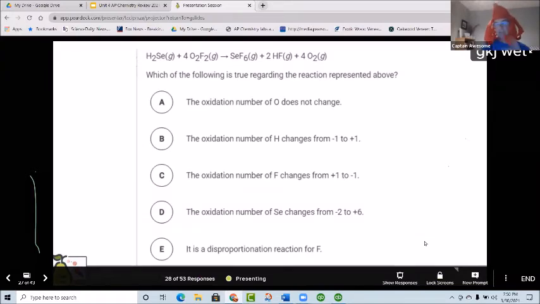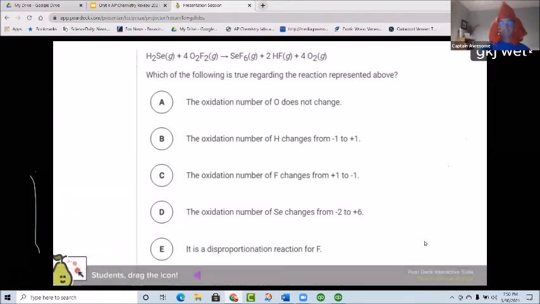And I'll tell you right now, it's not E, because a disproportionation reaction is not a word they ever say in AP. So just don't even worry about it. It sounds fancy, like that could be the answer, but that's not it.